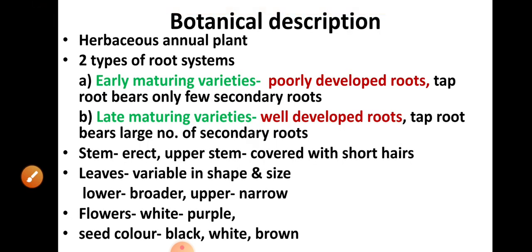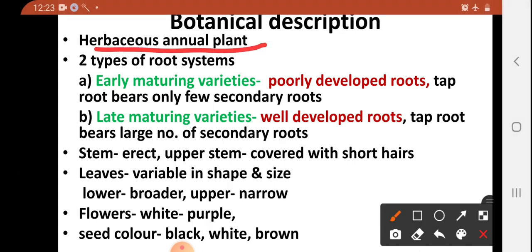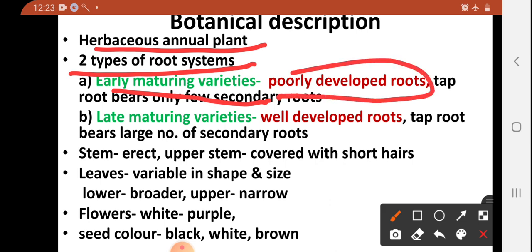Okay. Next part is botanical description of this crop. I'll show an actual plant sample in the next video. But today in this session, we just have to go through the theoretical part of botanical description. Actually, this is an annual herbaceous plant, and it has two types of roots. A few early maturing varieties have poorly developed roots, and late maturing varieties have well developed roots.